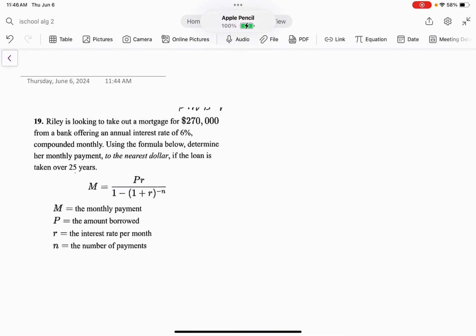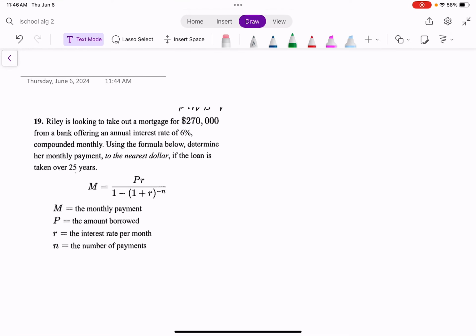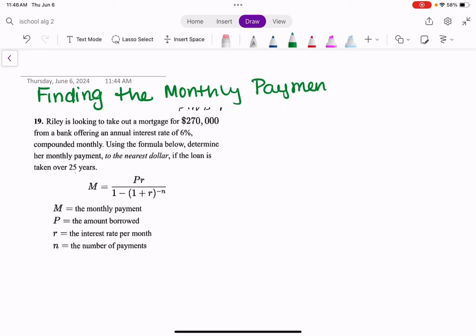Okay, so this topic is about finding the monthly payment, right? We're going to go through the first question. When you're taking out a mortgage for an apartment or a house, there's a lot of things that go into consideration.